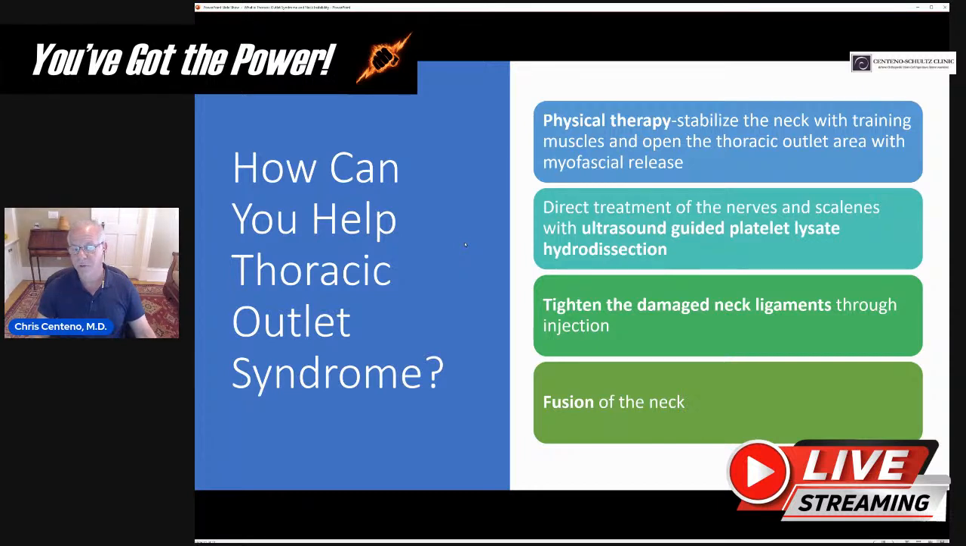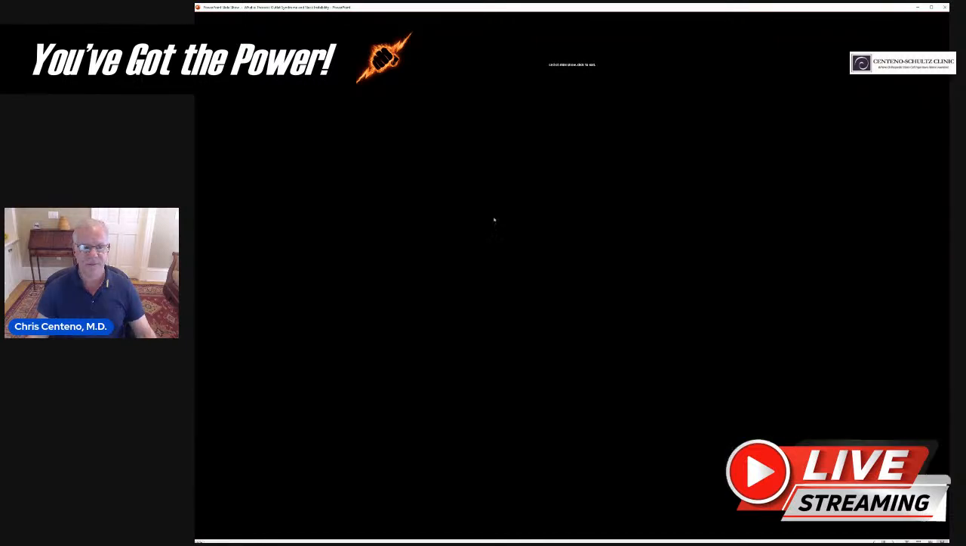If that doesn't work, we can do direct treatment of the nerves and scalenes with ultrasound-guided platelet lysate hydrodissection. So that's where we can put some growth factors from platelets under ultrasound imaging very precisely around those nerves that could be scarred down and break all that open. Obviously, we can tighten the damaged neck ligaments through injection, or obviously you can fuse the neck. Those are the different options for treatment on thoracic outlet syndrome.